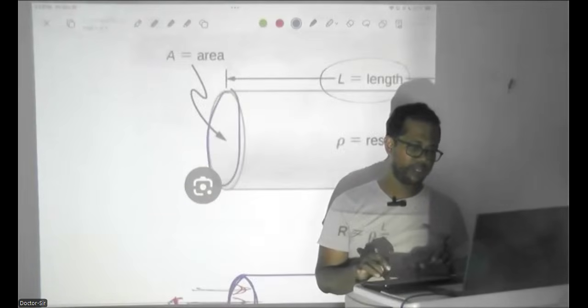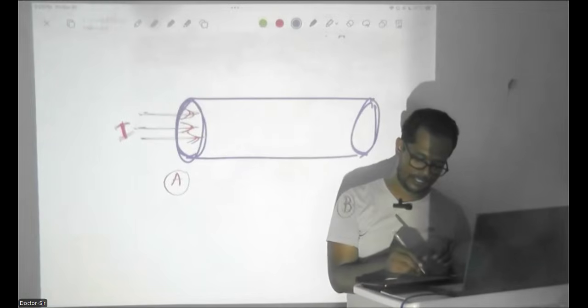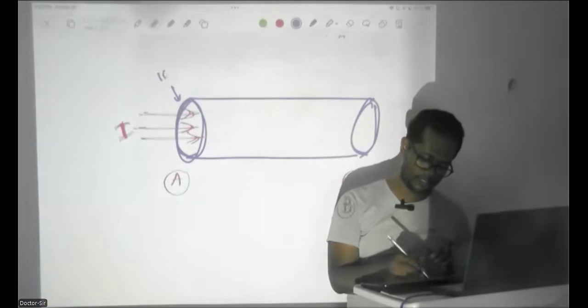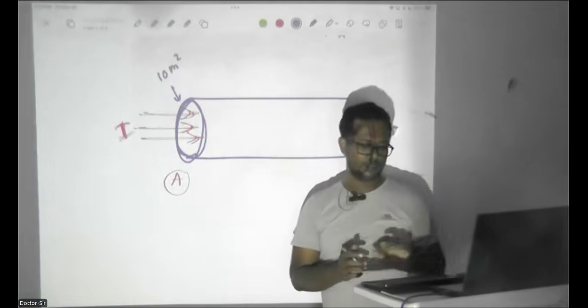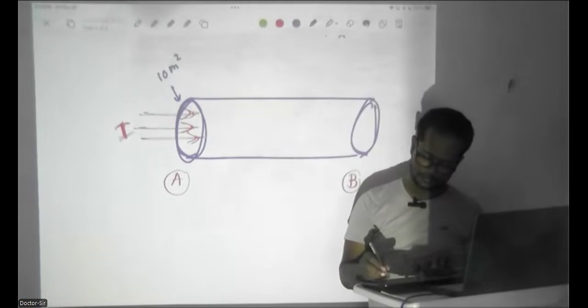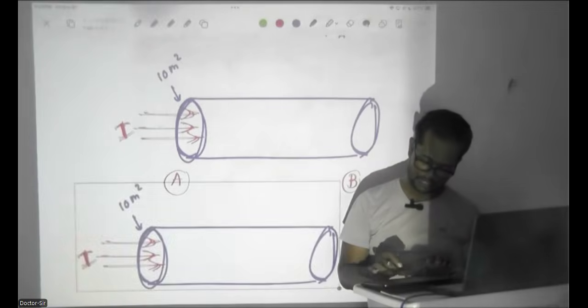Okay, so I will take two wires. This is the first one. So this is the surface area here, let's think of it as 10 square meters. Right, then I will take another conductor. I'll take a copy of this and draw again and again. A very lazy person.